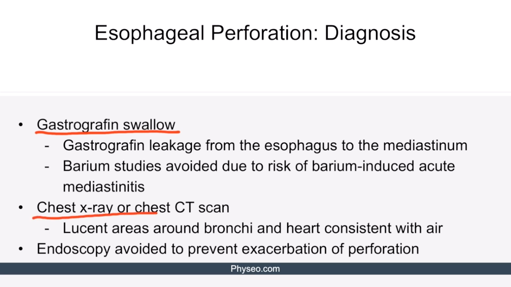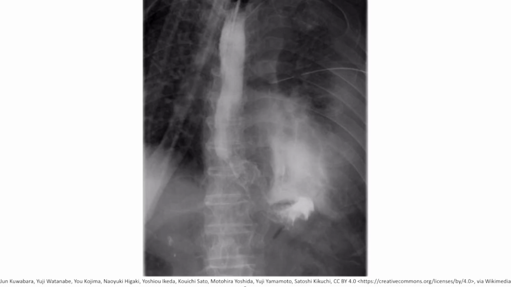Chest X-ray or chest CT scan will show loosened areas around the bronchi and the heart consistent with air in the mediastinum. It's worth mentioning that endoscopy is avoided in these patients to prevent exacerbation of esophageal perforation. Here we have the gastrographin studies in a patient with esophageal perforation. We can appreciate leakage of gastrographin from the esophagus into the mediastinum.